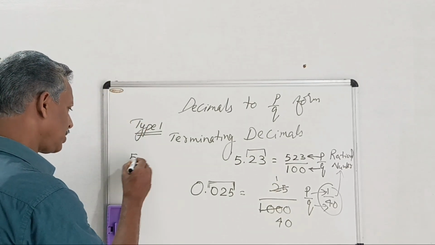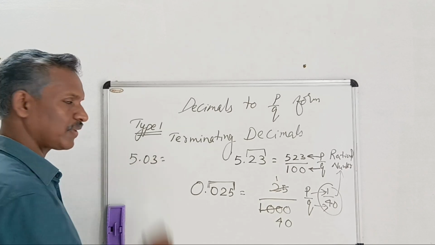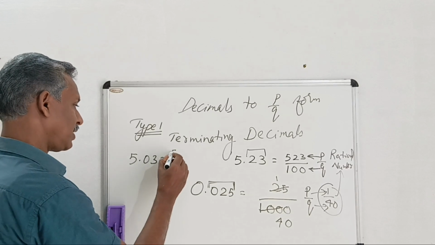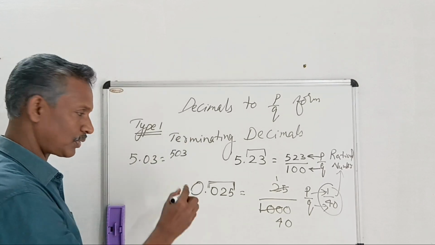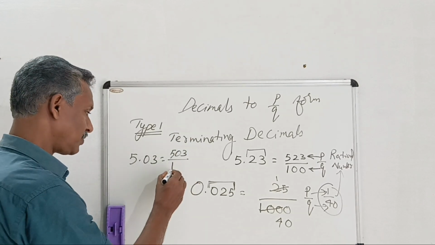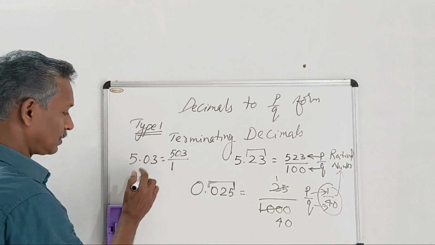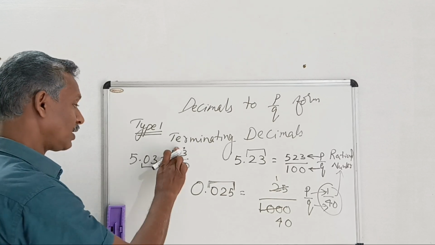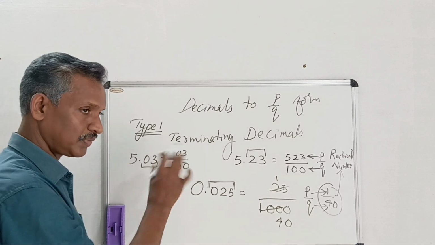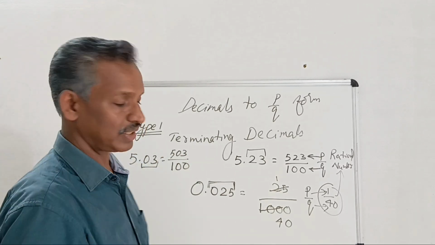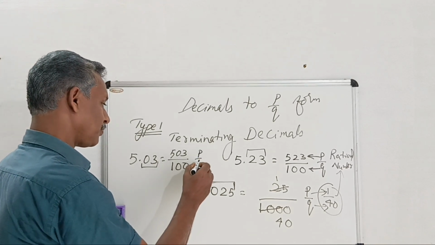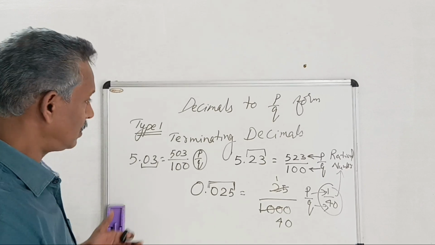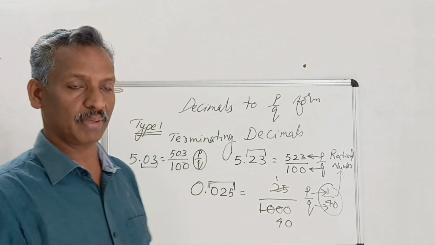Suppose it is 5.03. How do we write it? How many decimal places? 2 decimal places, so we can write 503 without the decimal. In the denominator, start with 1. After the decimal, how many places? 2 places, so 2 zeros. Don't neglect this 0, because that 0 comes in between two valuable digits, 5 and 3. Here also it is in p by q form, a rational number. Okay, I hope you understood how to convert terminating decimals to p by q form.